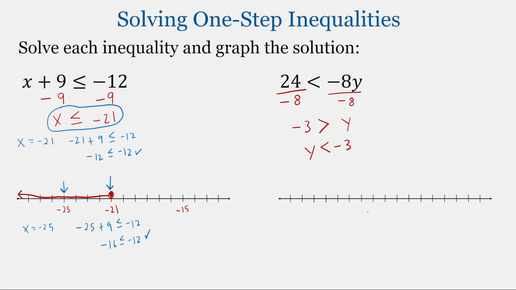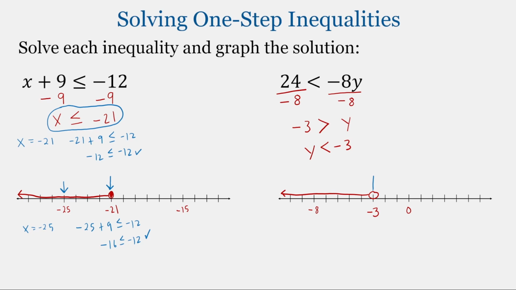Graphing this inequality, put negative 3 on our number line. This is an open circle because negative 3 is not included in the solution. We have y less than negative 3. We will shade everything less than or smaller than negative 3. So any number less than negative 3 is a solution to this inequality.